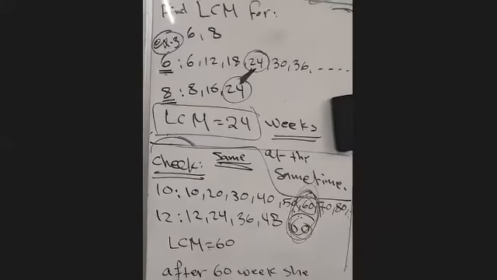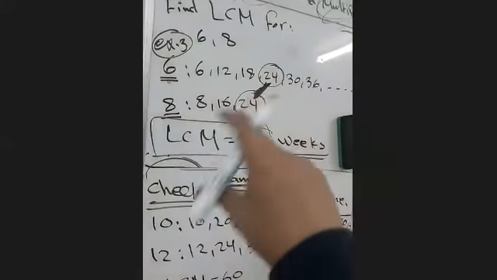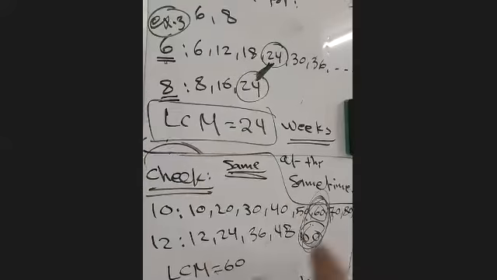Now, the 7th and the 8th question, if you read them, both of them have the same idea as example 3 and the check. Same week, same day, so do least common multiple.